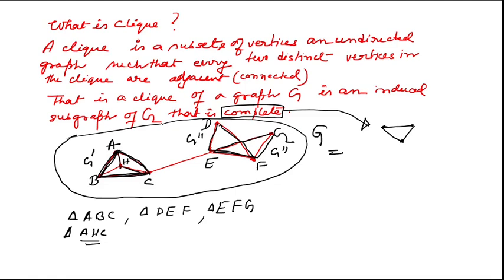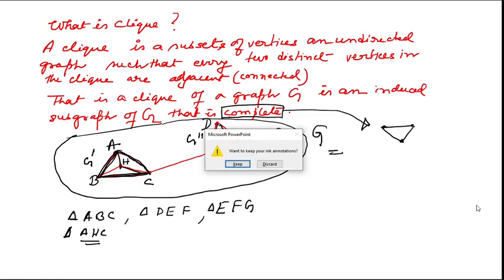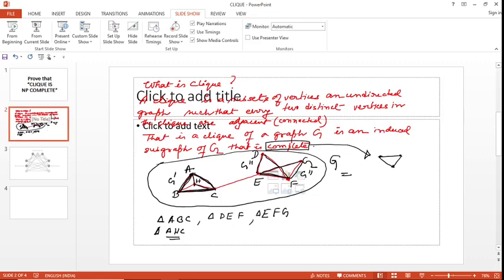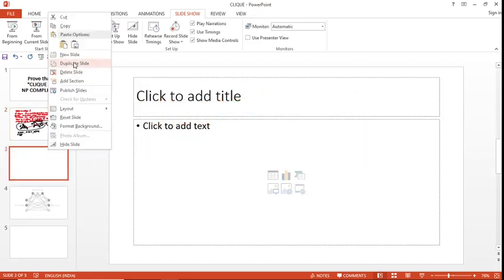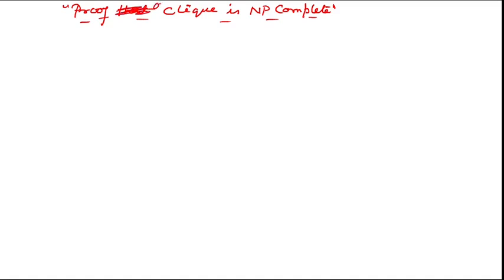The problem statement says that clique is NP complete. Our problem statement is to prove that. Proof that clique is NP complete. So to show clique is NP complete, the first thing is, NP complete problem means what? It should be in set NP, and it should be NP hard. These two conditions have to be satisfied.